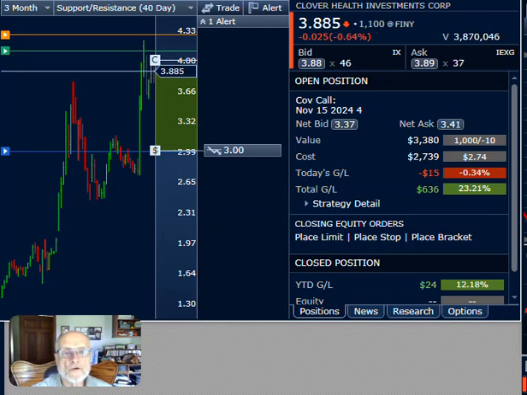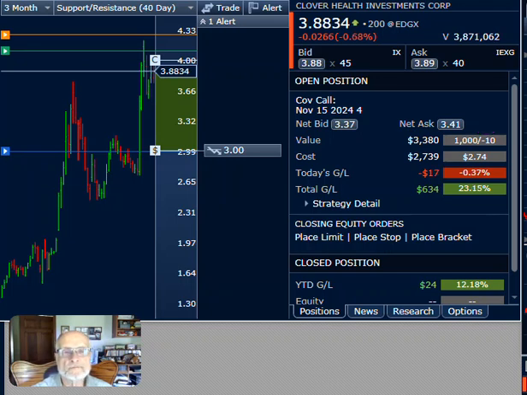But I already own shares of Clover Health Investments, and my cost basis is $3 per share, and I have an alert on the screen that shows that if the price drops below $3, I would be alerted to that. I already have an open covered call, and that's shown with the C here, which is for a total of 1,000 shares or 10 contracts.